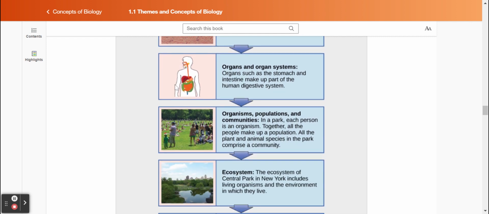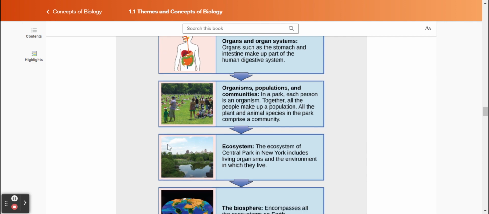A collection of tissues can form organs and organ systems, such as the stomach. Organs such as the stomach and intestine make up part of the human digestive system. A collection of organ systems forms organisms, populations, and communities. In a park, each person is an organism. Together, all the people make up a population. All the plant and animal species in the park comprise a community.